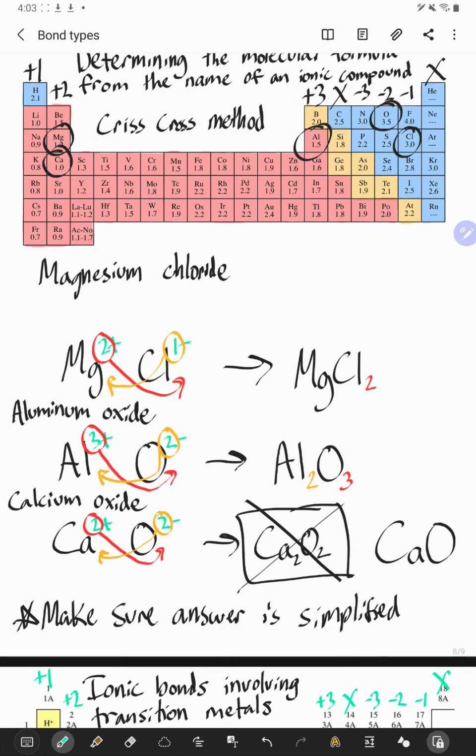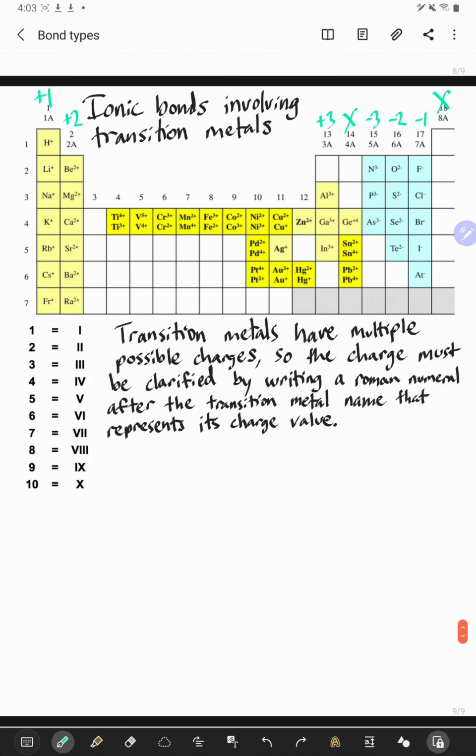The elements over here in the first two columns of the periodic table, and maybe even the third column, always have predictable charges, so we don't have to do any extra steps. But with transition metals, we do, and it's totally doable. It's not that difficult if we just follow along. So let's do some examples with these transition metals.